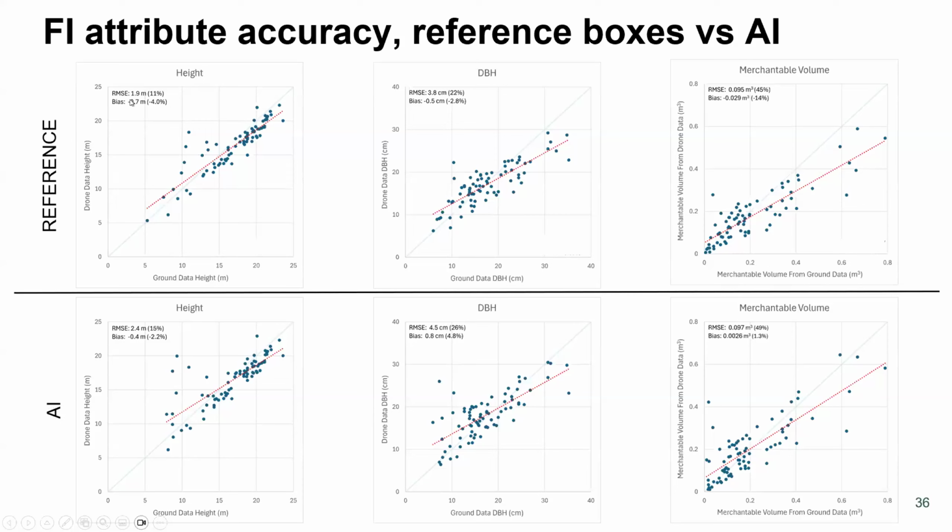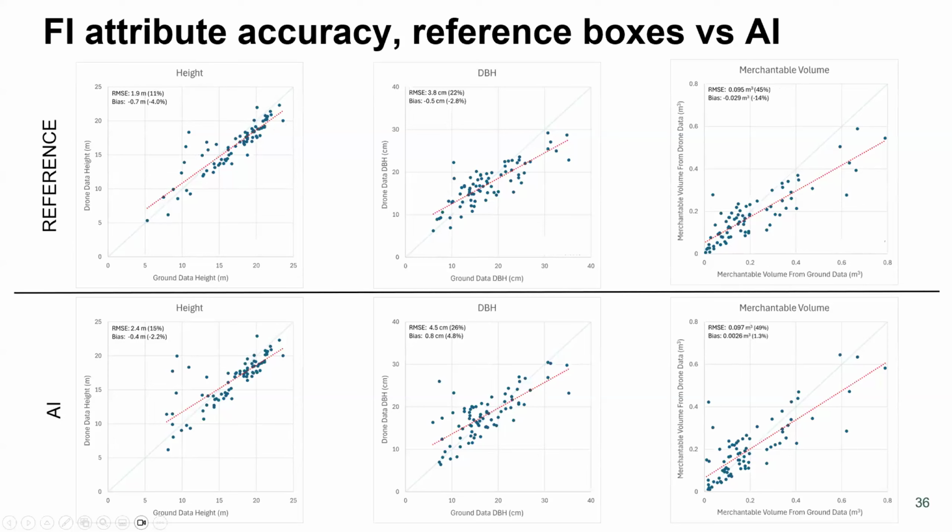So the RMSE grows as we go from a more direct measurement like height to a modeled one like DBH or merchantable volume. And we see from the red trend lines that we tend to overestimate the low values and underestimate the high values.